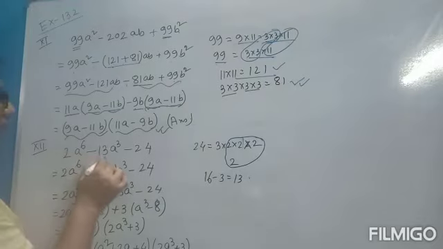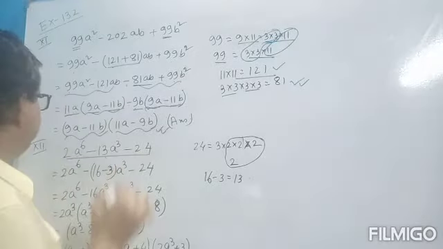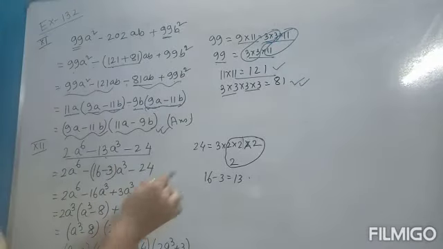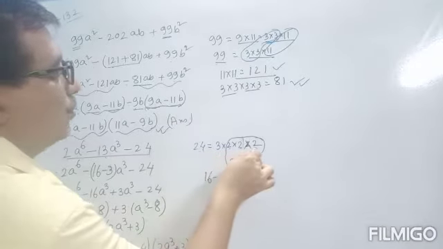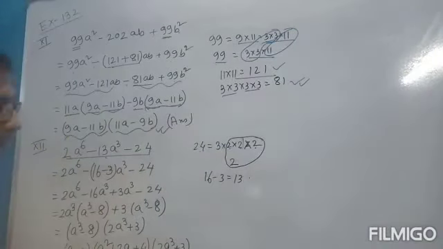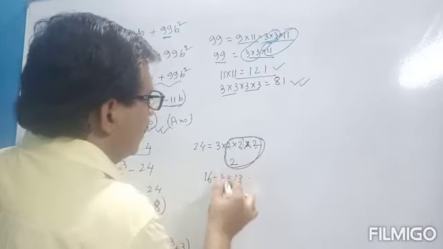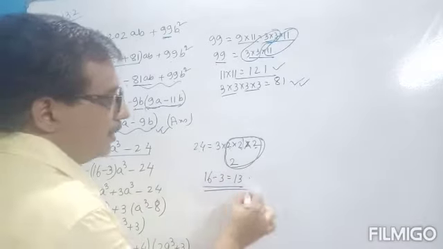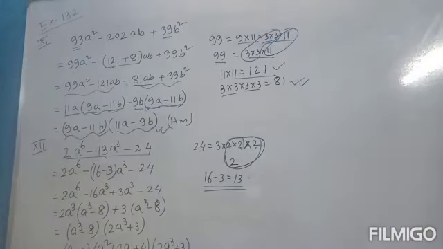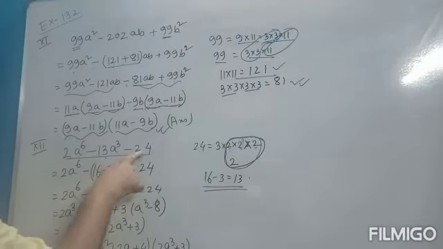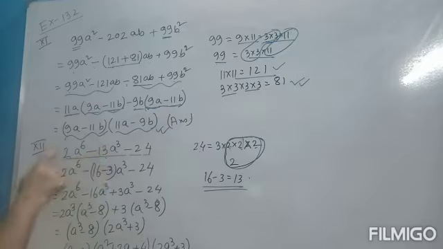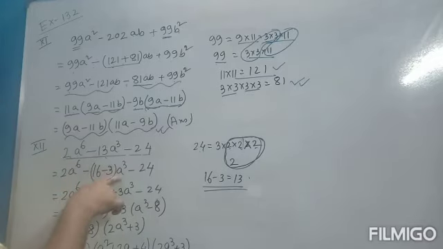2a to the power 6 minus 13a square minus 24. Clear? So factors of 24: 3 into 2 into 2 into 2, and this is 2 only. So 2 into 2 into 2 into 2, that is 16. 16 minus 3, that is 13. We have to make 13 by subtracting the factors of 24 and 2, since one is a negative sign and the other is a positive sign, that means opposite in sign. So 13 is made by 16 minus 3, a cube.